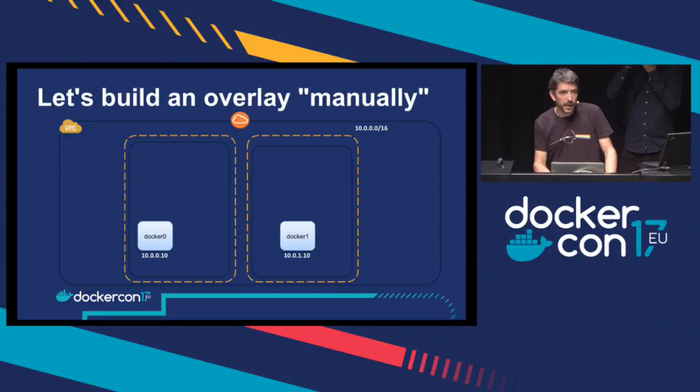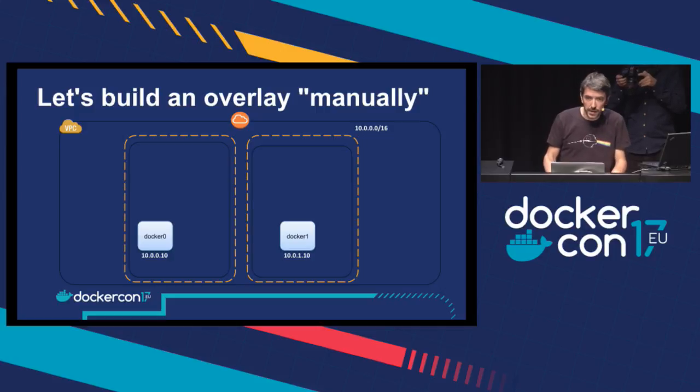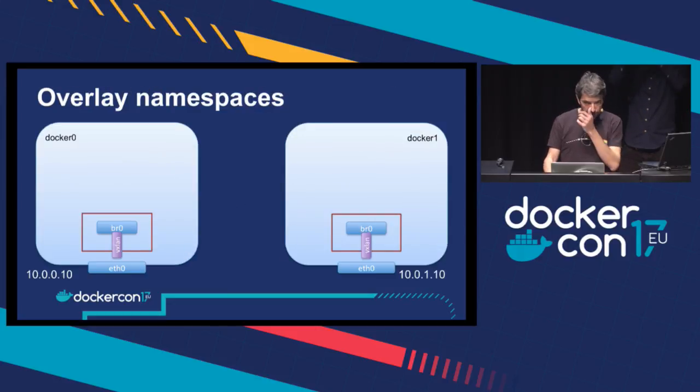So let's start with the demo part. What I'm going to do now is show you how we can create an overlay manually with standard Linux commands. I'm going to start with these 2 hosts, Docker 1 and Docker 0, and I'm going to try and build an overlay between them. First we're going to build the equivalent of what I showed before in the Docker overlay, which is this overlay namespace where you have the VXLAN interface and a bridge.